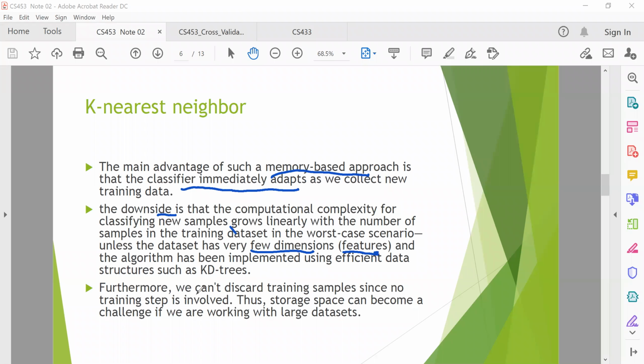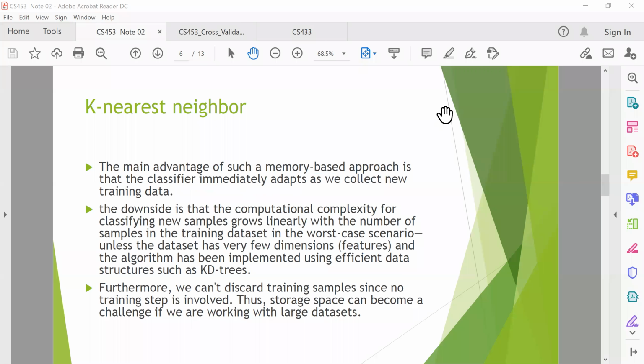And furthermore, it says we cannot discard the training samples, okay? Because no training step is involved and it needs a lot of storage space, okay? Because it's memory-based, the storage space plays also an important role here.